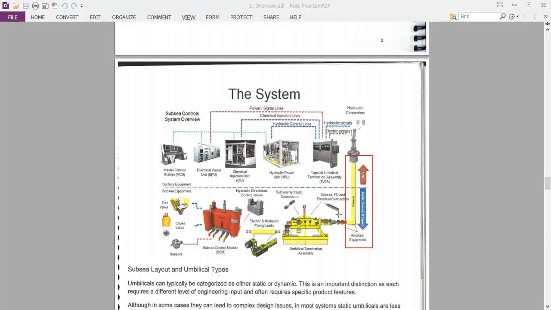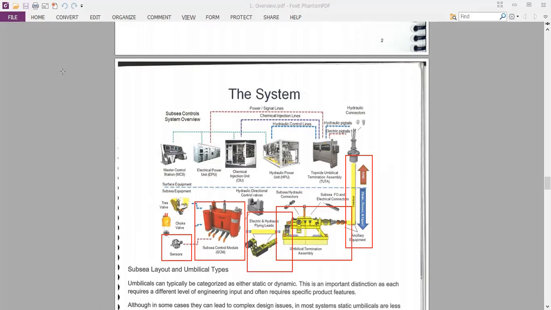Then from your umbilical, you now have termination points to your umbilical termination assembly. Then from your umbilical termination assembly, you have connection to your flying lead. From your flying lead, you now have connection to your SEM. And inside your SEM, you have what? The sensors. Good. So you now have your SEM, all right, which has the sensors.